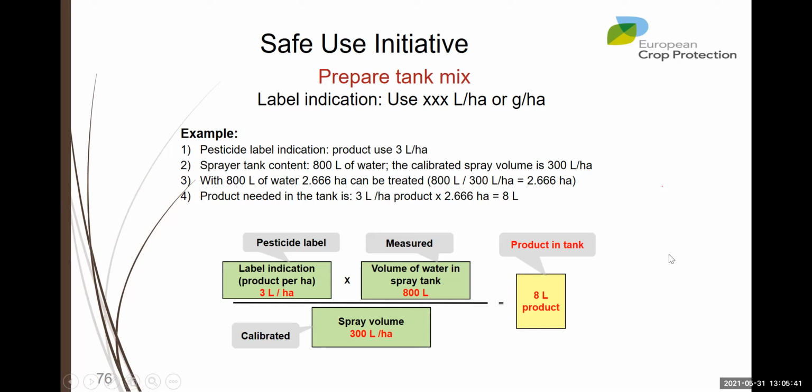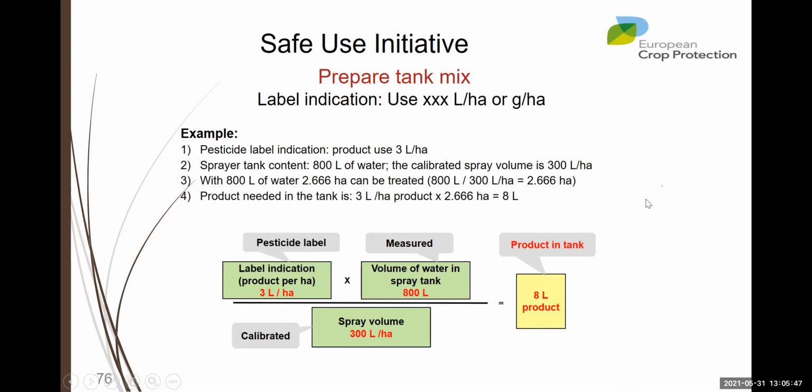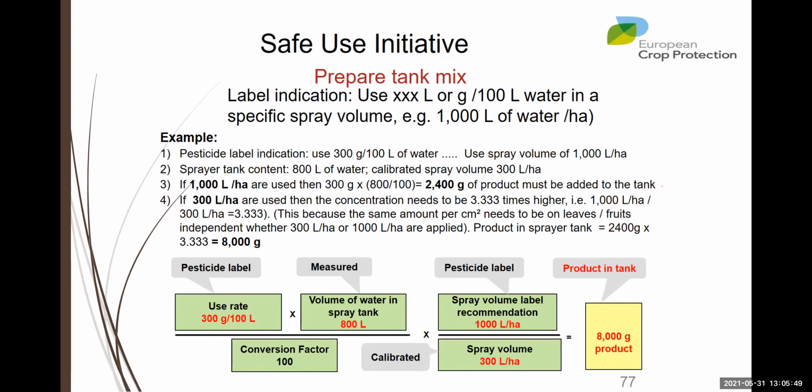Kalau satu botol tu 1 liter, so 8 botol lah. Okay, boleh ya? So that's the calculation. Okay, so if you use a mix gram, same principle, but in this case, you will require around 8 kilogram of products per hectare basis.